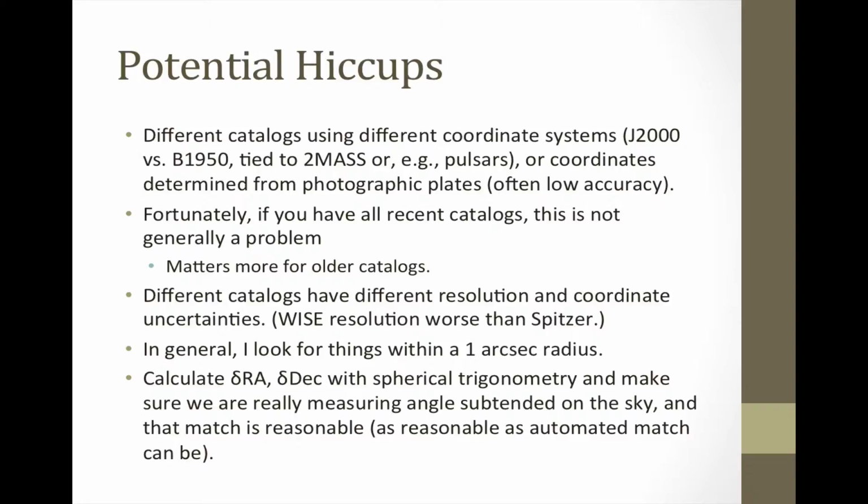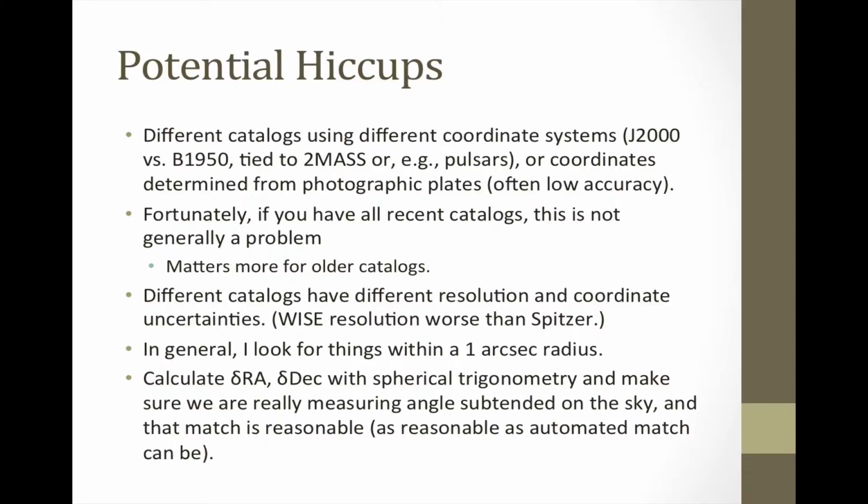What if different catalogs are using different coordinate systems? So 2MASS and WISE are based on J2000 coordinates. Maybe you have a paper from 1975, and in 1975 people were usually using the 1950 coordinates.